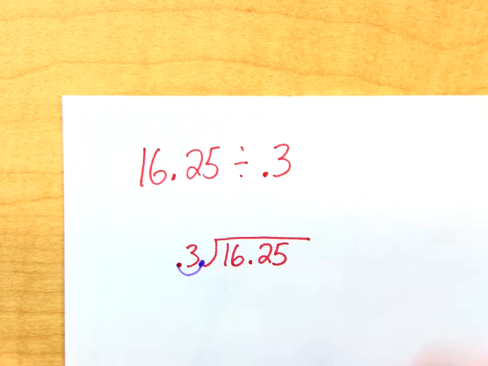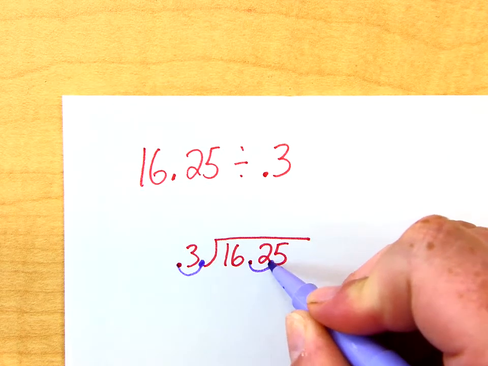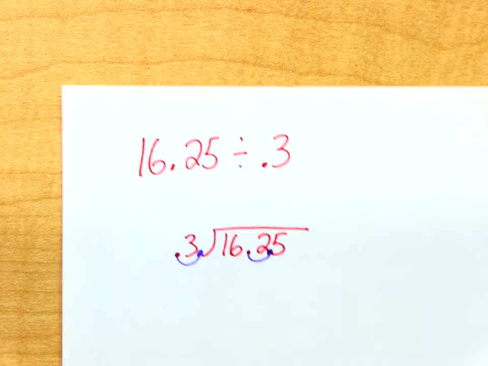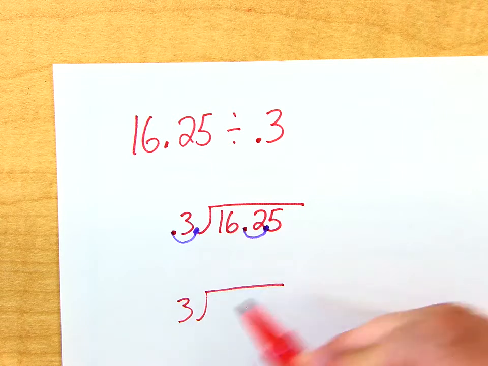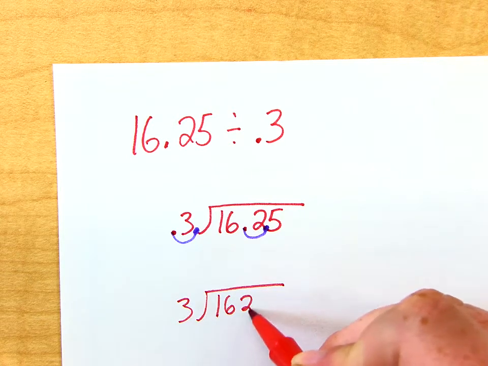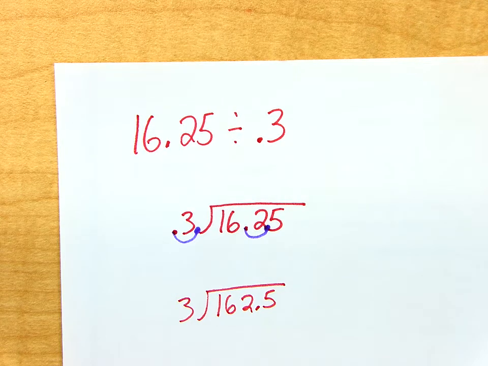So what do I have to do inside? Move the decimal one place. Yeah, so now I move it one place. Now I like to rewrite it because it gets a little too messy. So now I'm really doing 3 divided into 162.5.